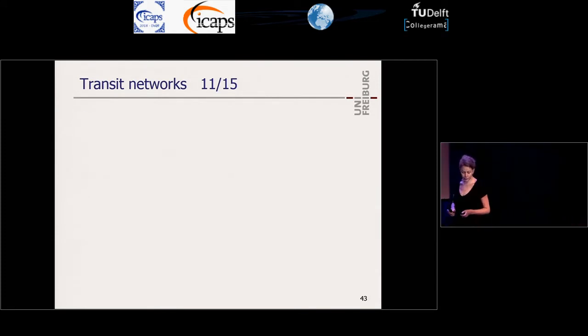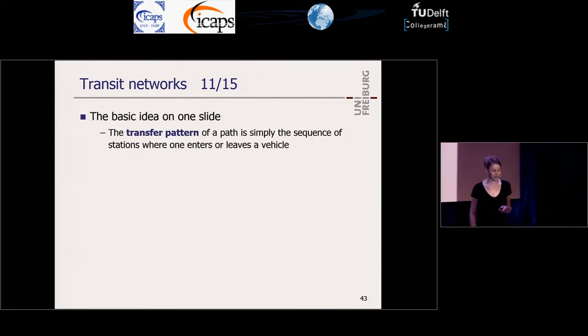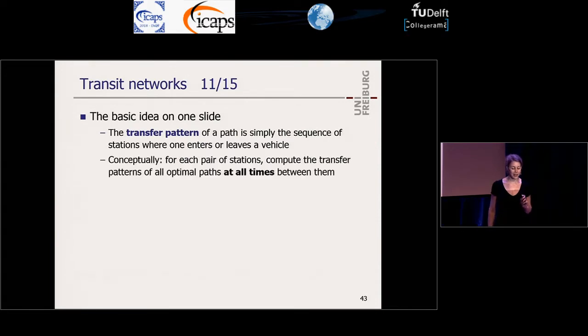So here's the basic idea. So that's the last algorithm. I hope you are still with me. I can explain the basic idea on one slide, and it's a nice idea. So remember, the problem with transit networks is the strong time dependence. That's really the biggest problem. So we have to deal with time somehow.